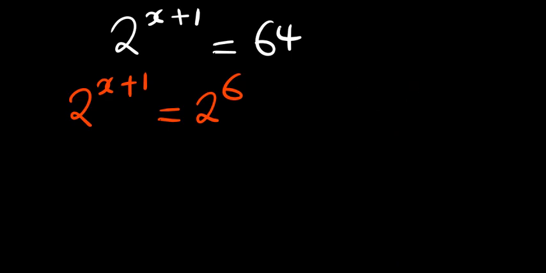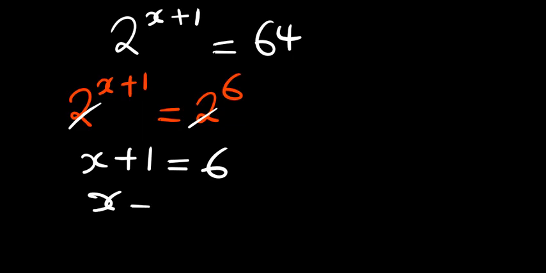Now we've said on an equation, when the base is the same on both sides, just cancel the base and equate the powers. So now let's equate the powers. So we're going to have x plus 1 is equal to 6. Then we know how we solve equations. We put the like terms together. So x will be equal to 6.